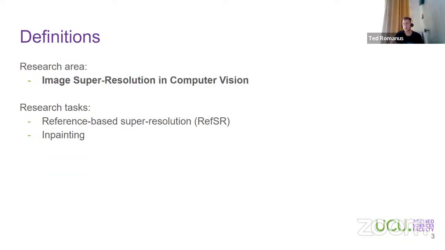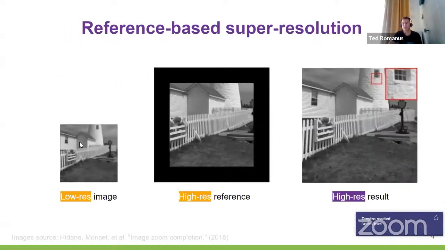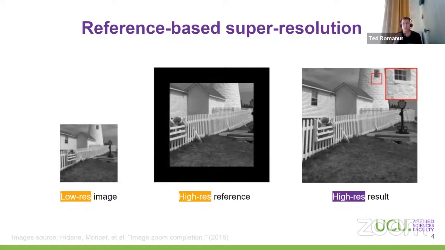The research area of the thesis is image super resolution and computer vision. Image super resolution is a technique to enhance resolution of images. The research tasks here are reference-based super resolution and inpainting. So the first, the reference-based super resolution aims to recover high-resolution images by using external reference images containing similar content to generate high-resolution features and high-resolution textures. For example, here we want to increase the resolution of the left image by using high resolution information of the central patch of this image. The high resolution result is shown to the right.